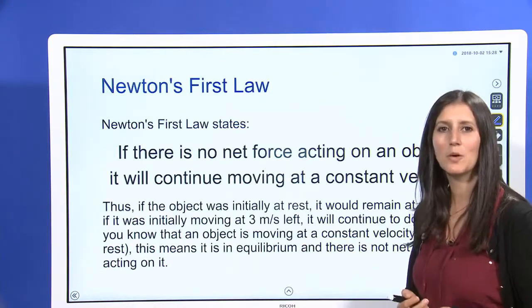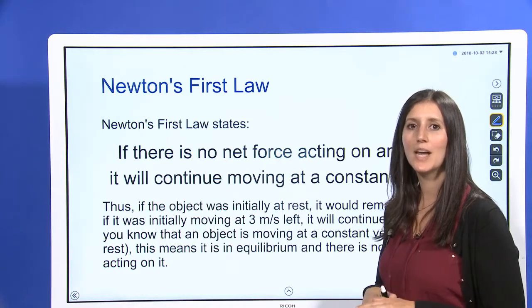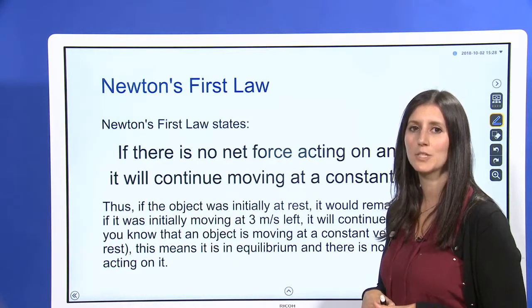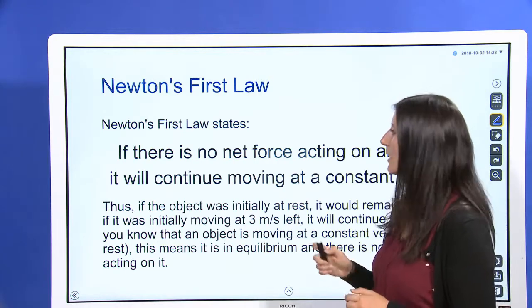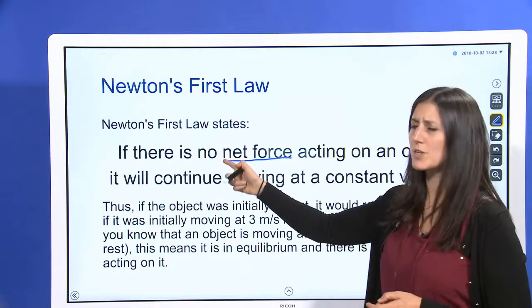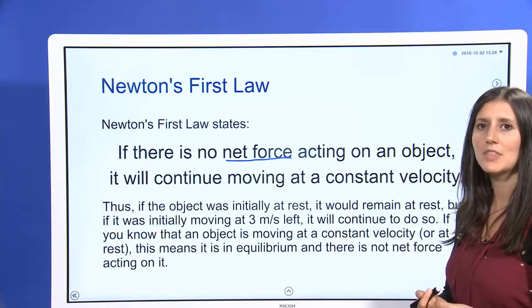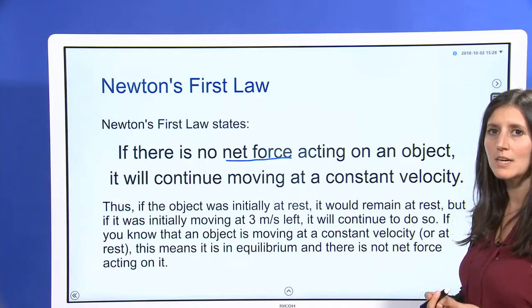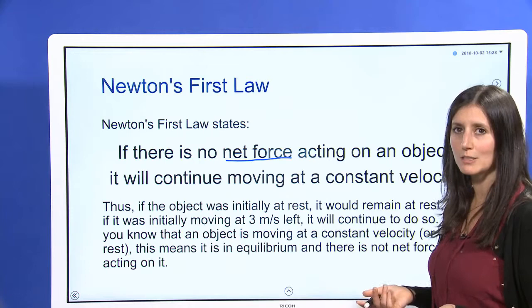All right, now we're going to go over Newton's first law, which states that if there is no net force acting on an object, it will continue to move at a constant velocity. Now, what is a net force? And what does it mean when an object has no net force? Net force just means the unbalanced forces. And if it says that there are no net forces, that means there are no unbalanced forces.